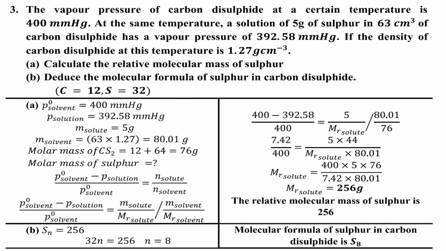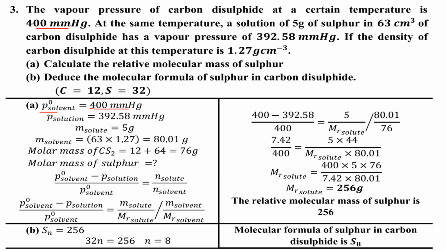If you look at number 3, if you are to start to extract data right away, the vapor pressure of carbon disulfide at a certain temperature is 400 millimeters of mercury. So carbon disulfide is going to be our solvent in this case. So that's why vapor pressure of the solvent. So you start by extracting data. Vapor pressure of the solvent is equal to 400 millimeters of mercury.